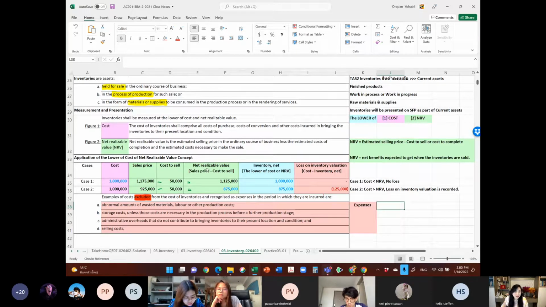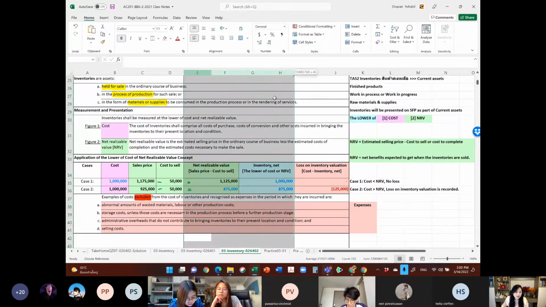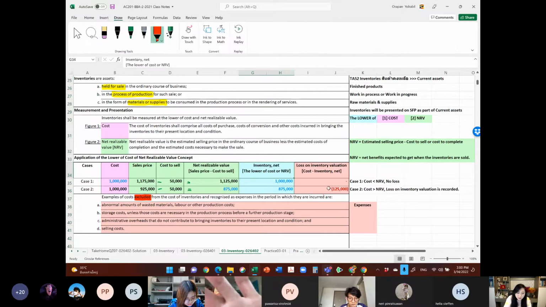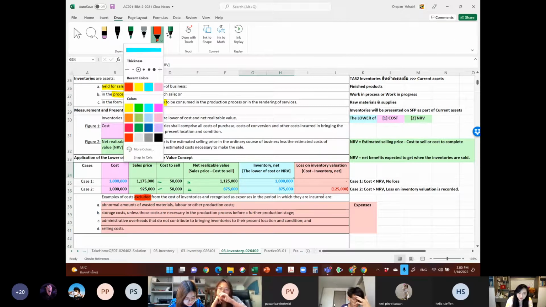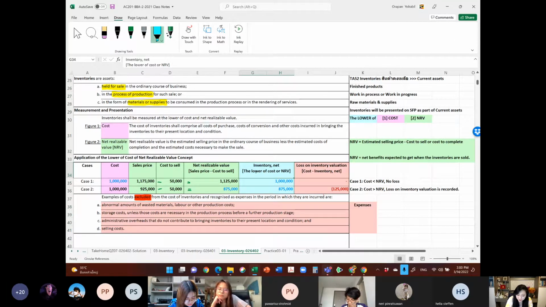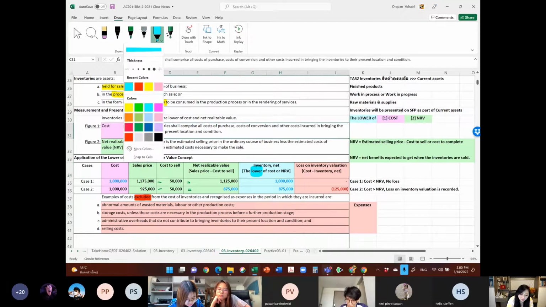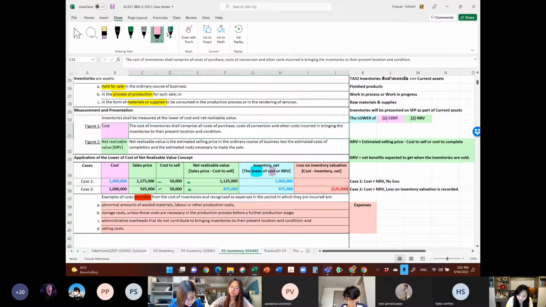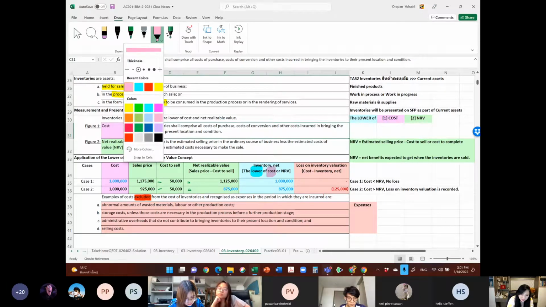Okay, here, these two columns you said, right? You are asking about these two columns, right? Yeah. Okay, so for this column, you have to take the lower amount between the cost, sorry, the lower of cost or net realizable value.